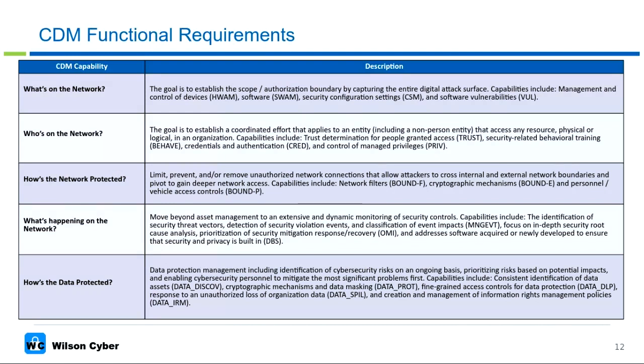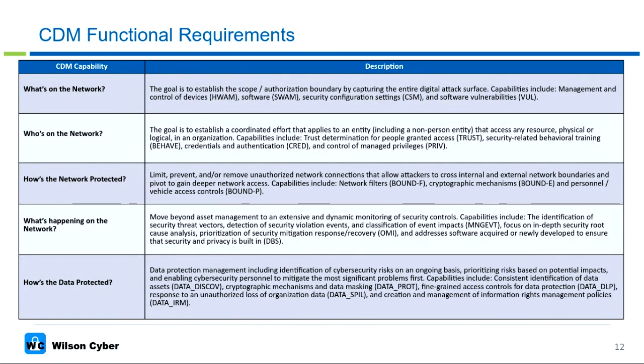The first is what's on the network. The goal is to establish the scope and authorization boundary by capturing the entire digital attack surface, which again maps back to the risk management framework. We start out by understanding the authorization boundary and the scope. The capabilities include management and control of devices, which is HWAM, management and control of software, SWAM, security configuration settings, or CSM, and software vulnerabilities, which is VUL.